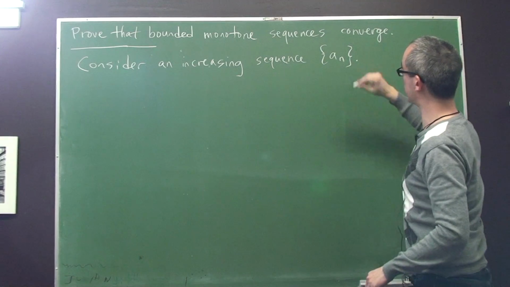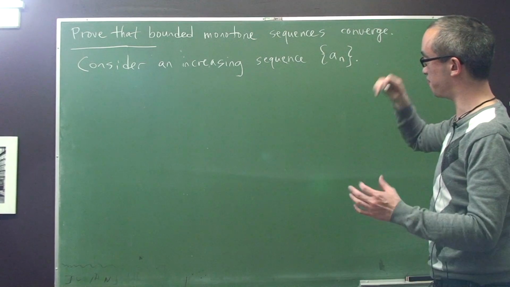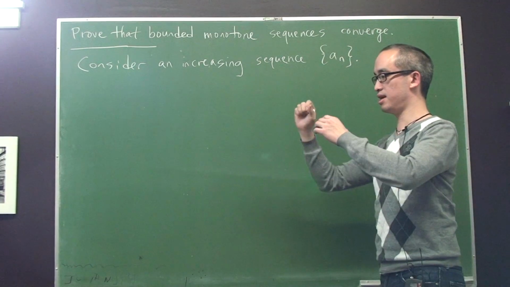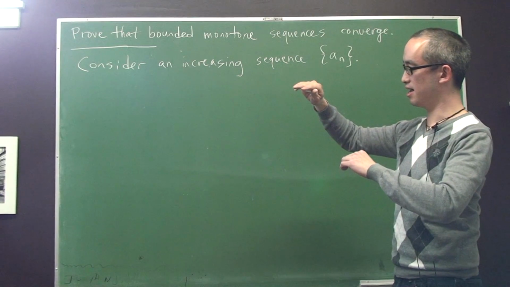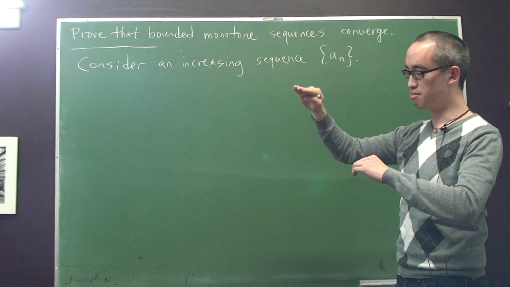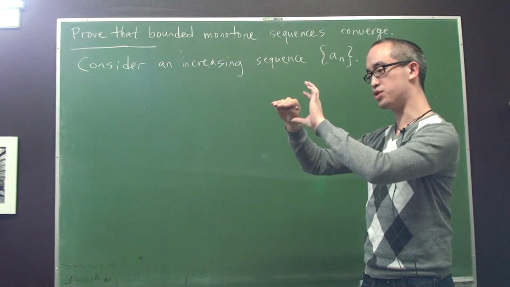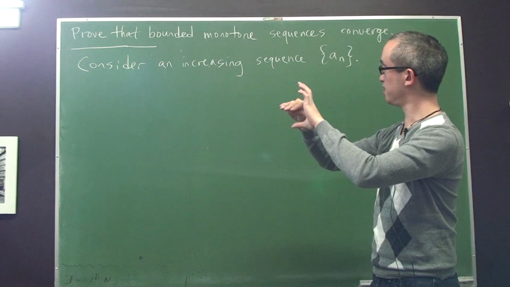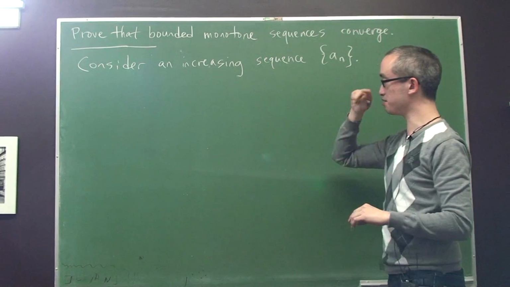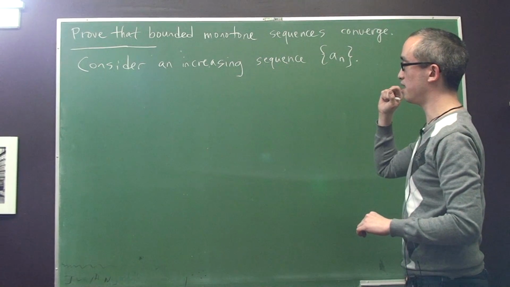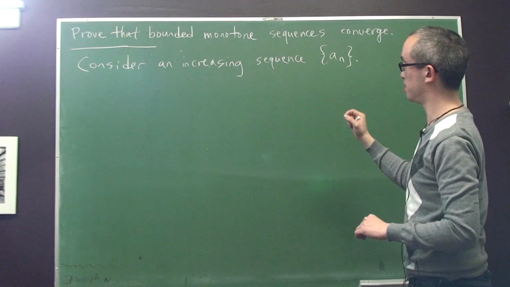Okay, so what does it mean for this sequence to converge? Well, if it converges, it converges to some limit, some number. And to converge to that number means that if we go far enough along in the sequence, then we can get within an arbitrary distance of that number. I think I can show this. In fact, not only do I think I can show this, I think I can show what it converges to.